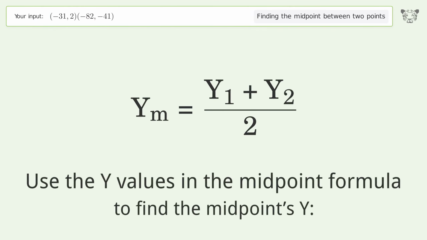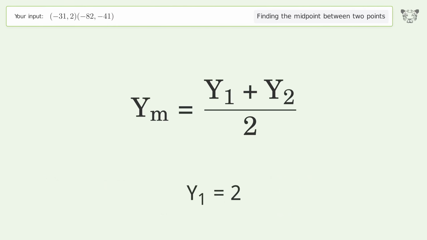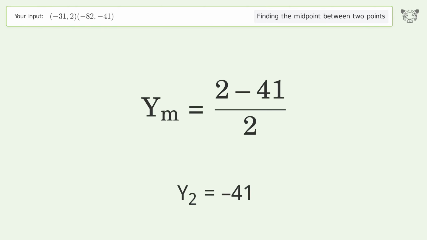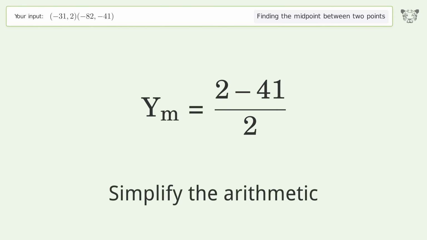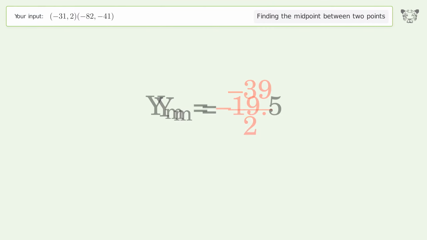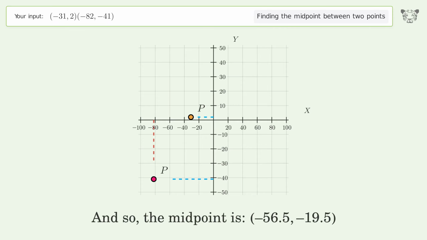Use the y values in the midpoint formula to find the midpoint's y. y1 equals 2. y2 equals negative 41. Simplify the arithmetic. And so, the midpoint is negative 56.5, negative 19.5.